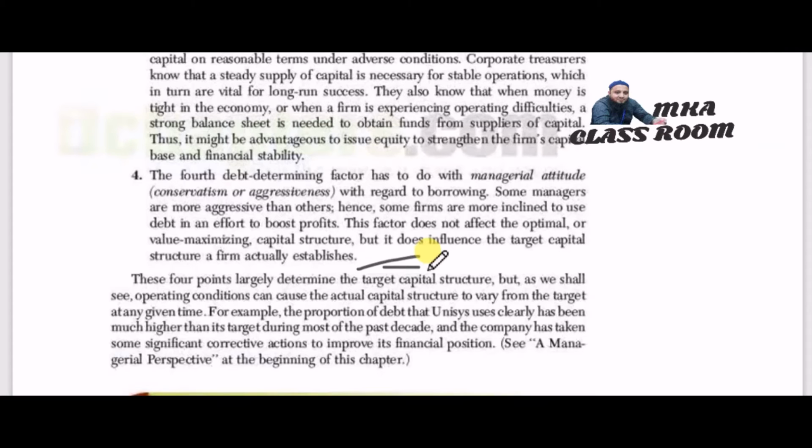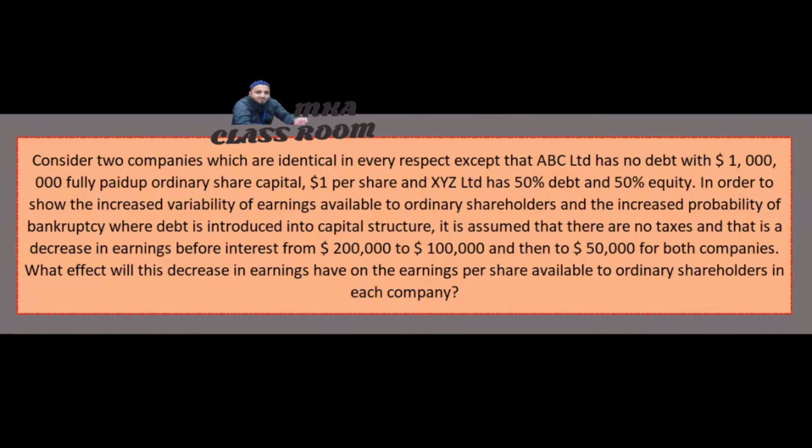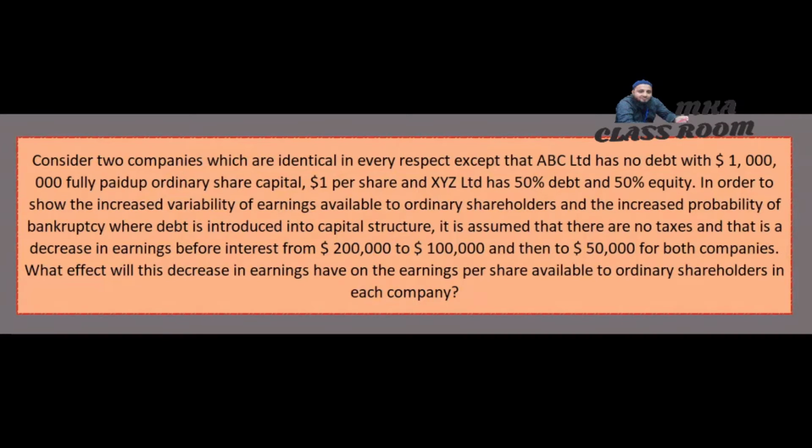If we discuss an example, it will be clear to us that the effects of debt in a company's capital structure have an effect on the earnings per share of the common stockholders. Now let us see the example. Consider two companies which are identical in every respect except ABC Limited has no debt with 10 lakh fully paid up ordinary share capital, $1 per share, and XYZ has 50% debt and 50% equity.